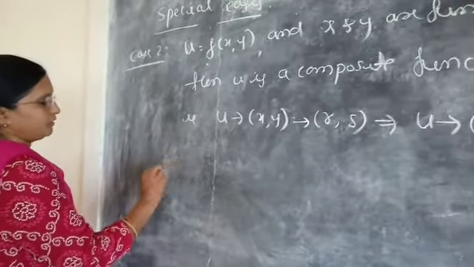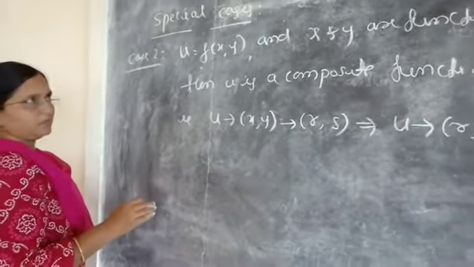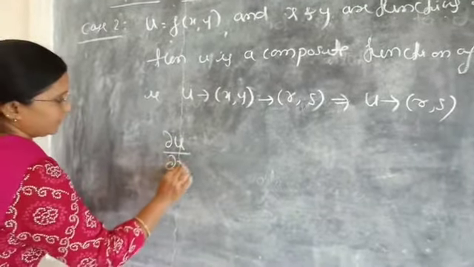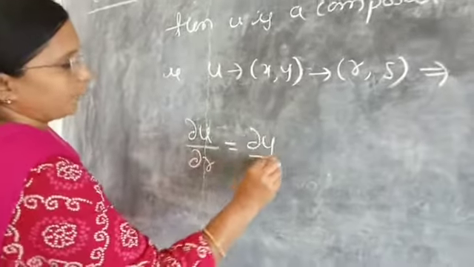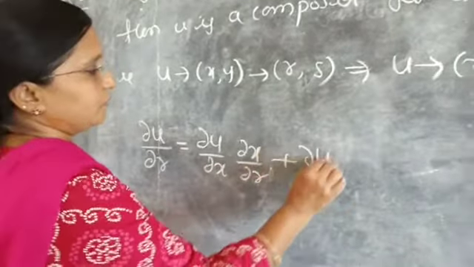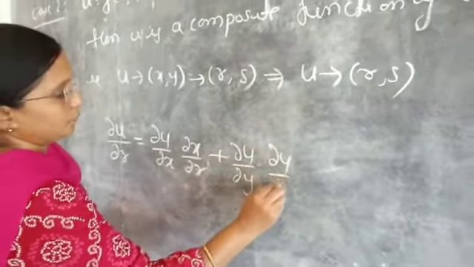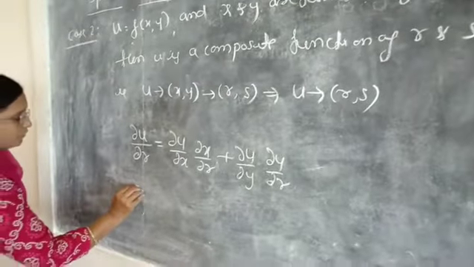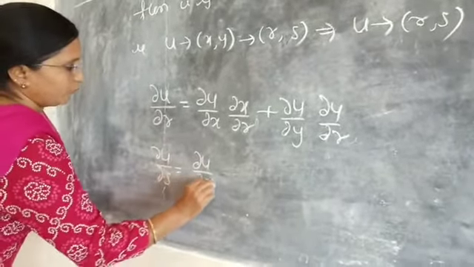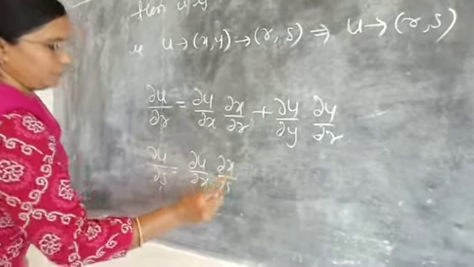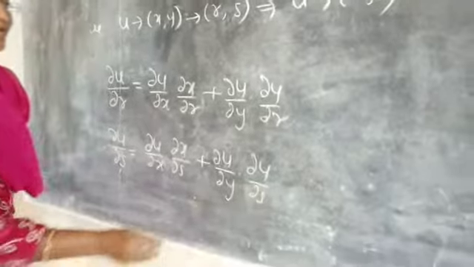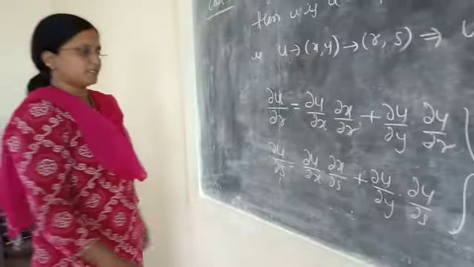In this case, the derivative of this total differential equation is in the form ∂u/∂r = ∂u/∂x · ∂x/∂r + ∂u/∂y · ∂y/∂r, and one more, ∂u/∂s = ∂u/∂x · ∂x/∂s + ∂u/∂y · ∂y/∂s. These two equations are known as the chain rule.